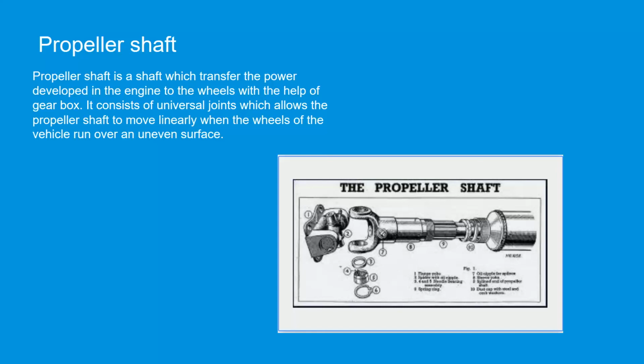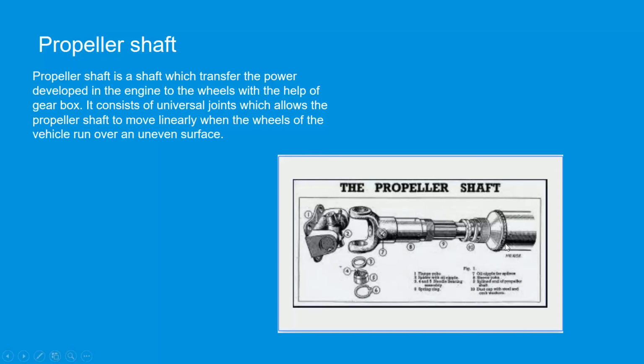To allow for variation in the alignment and distance between the driving and driven components, drive shafts frequently incorporate one or more universal joints, jaw couplings or rag joints, and sometimes a splined joint and prismatic joints.